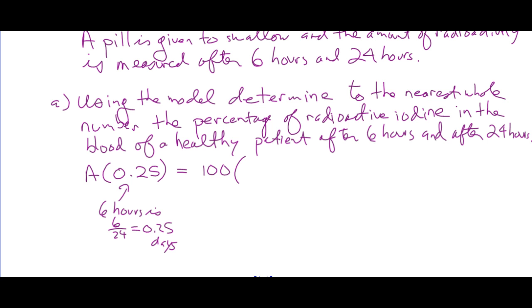So 100, that's just the percent, right? You've got 100% of this radioactivity in you, times 1/2 to the 0.25 divided by 8.1. Okay, just a calculator thing here, right? It takes like 10 minutes to read this and figure out what's going on, and then you just say, but I just got to plug this into my calculator.